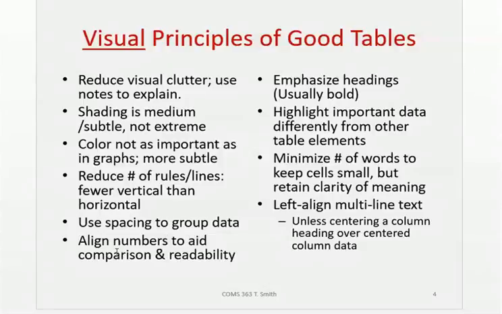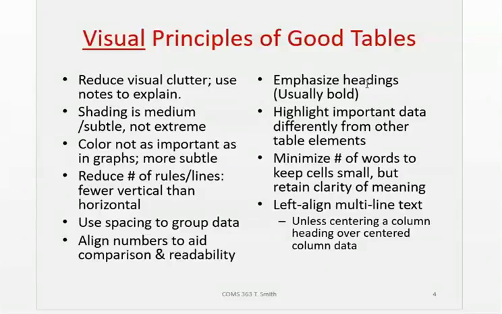Align your numbers in columns. When you give numbers down a column, then align them all up by the decimal point. If you have numbers that differ in their number of digits, like some numbers that are 10, some numbers that are in hundreds, some are in thousands, then usually you align them on the right so that people can compare them more easily.